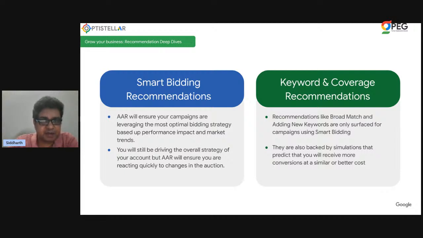And at the same time, for keyword and coverage recommendations, right? So recommendations like broad match are keyword and coverage recommendations, and broad match as a recommendation will work best when it is clubbed with smart bidding recommendations. Once you have auto apply within your smart bidding recommendations, the performance of your broad match recommendations will also improve, because broad match is very much dependent on your smart bidding recommendations and how they react to bidding changes.